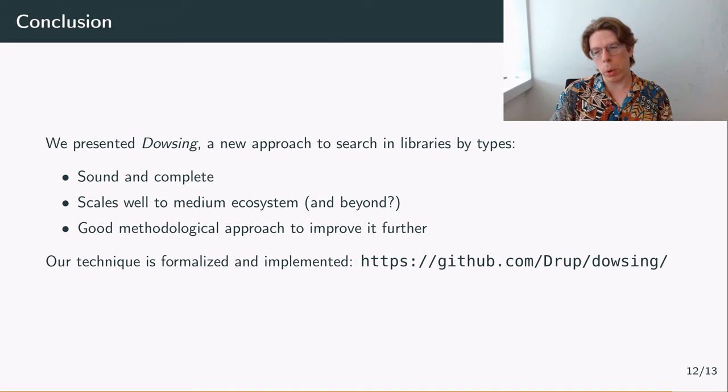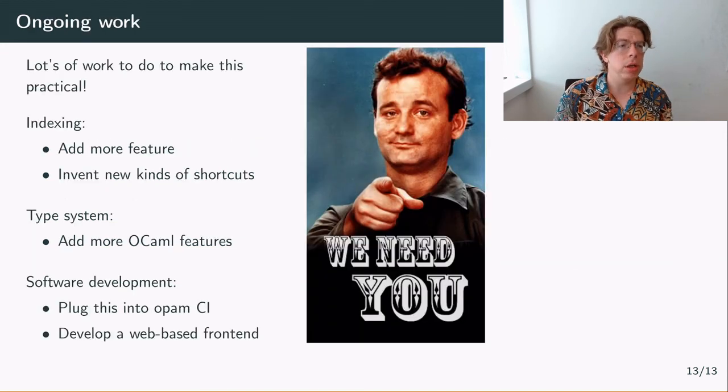You can look at it on GitHub. But there is still lots of work to be done to make this practical and to develop it up until it's an actual usable tool by the OCaml community in particular. And so on the indexing front, we hope to add more features and to invent new kinds of shortcuts to make it even faster. On the type system aspect, we need to add more OCaml features. So far it supports basically the SML fragment of OCaml, which is fairly limited.